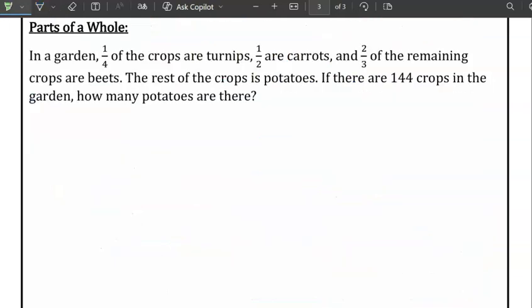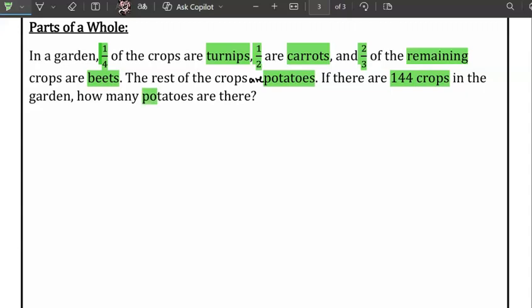Parts of a whole. In a garden, 1/4 of the crops are turnips, 1/2 are carrots, and 2/3 of the remaining crops are beets. The rest of the crops are potatoes. If there are 144 crops in the garden, how many potatoes are there?